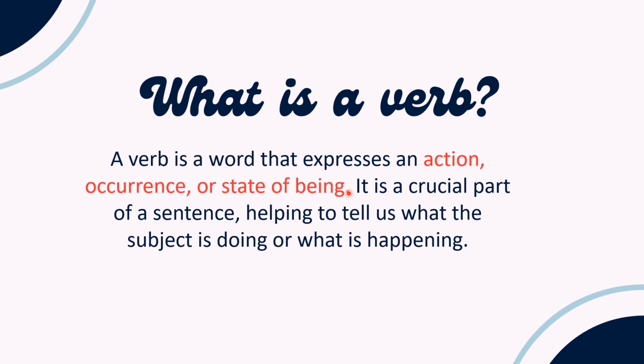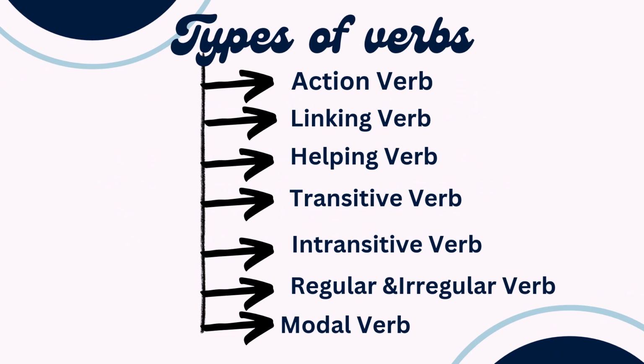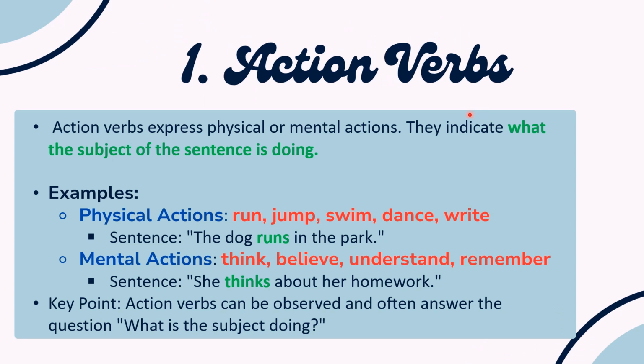Or in short, we could say that what our subject is doing is told by the help of a verb. Now we will discuss the types of verbs we have. We have action verb, linking verb, helping verb, transitive verb, intransitive verb, regular and irregular verb, and modal verb. We will discuss all of these types one by one. So let's start with the action verb.